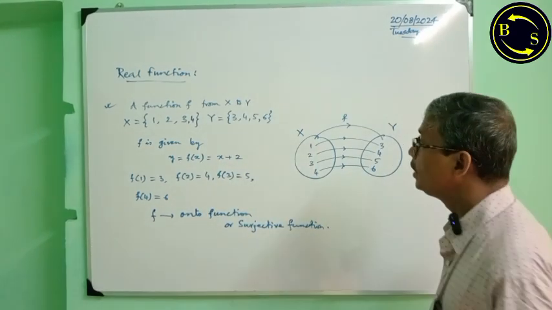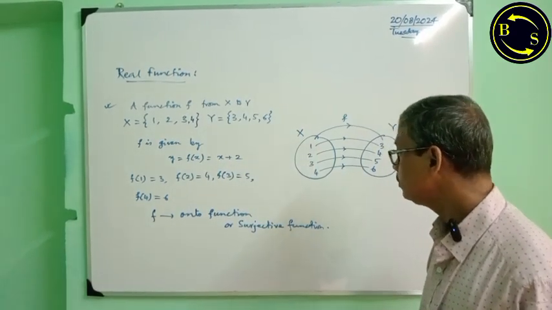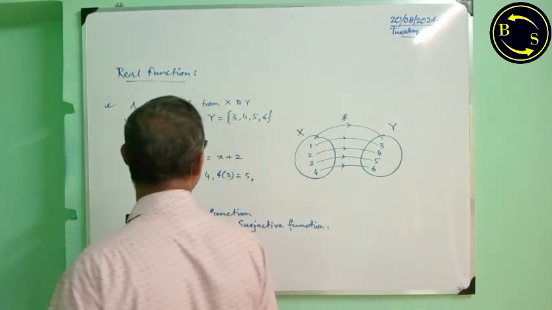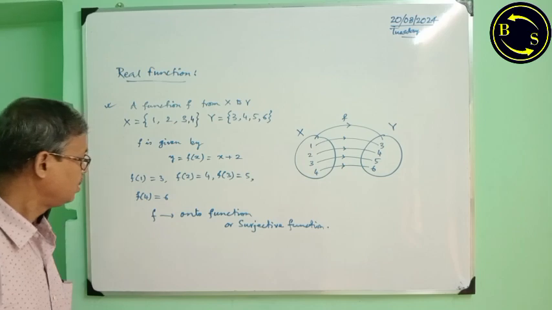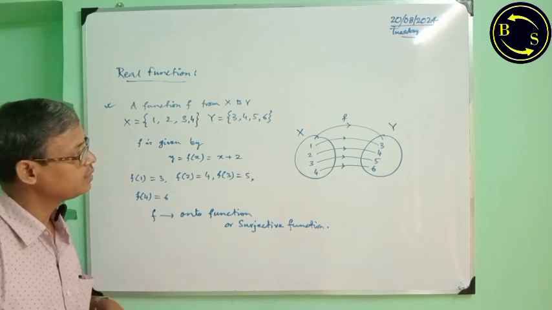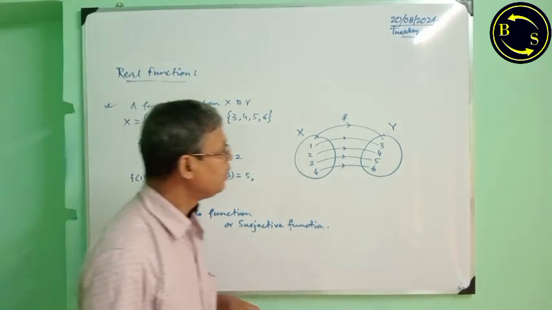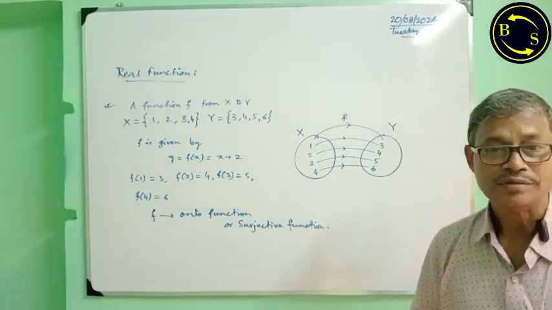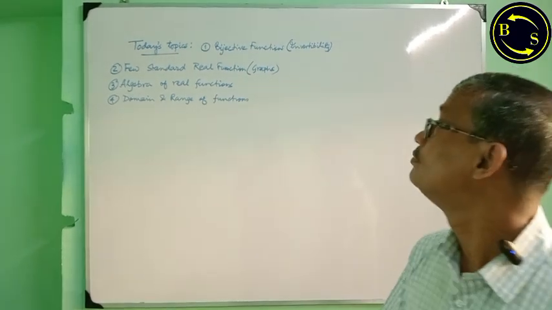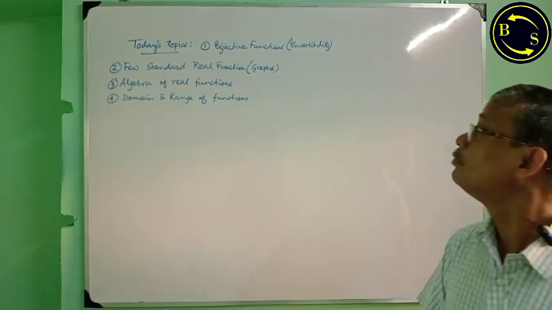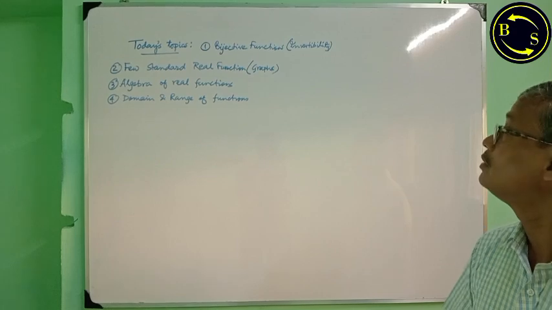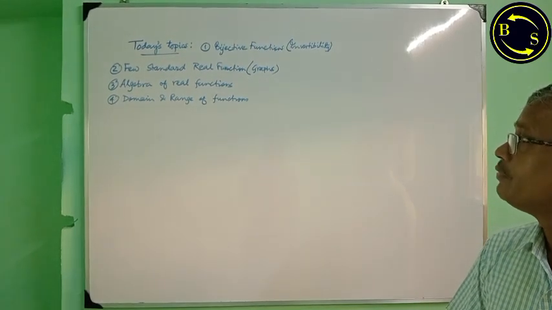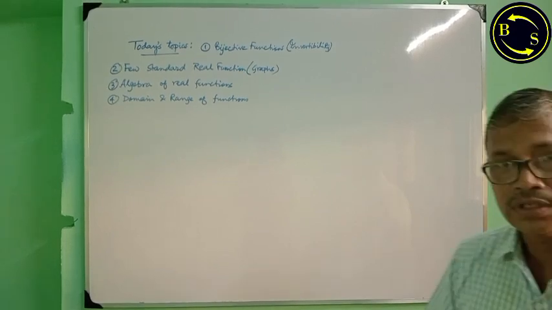Thus, we have discussed that a function will be into function, 1-1 function or onto function. Next, we shall take a few sums to clarify. I am going to start. Already I have written on the board: first of all, bijective function, invertibility, then a few standard real functions, algebra of real functions, domain and range of functions.